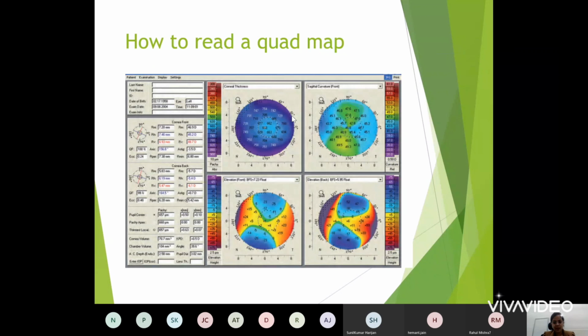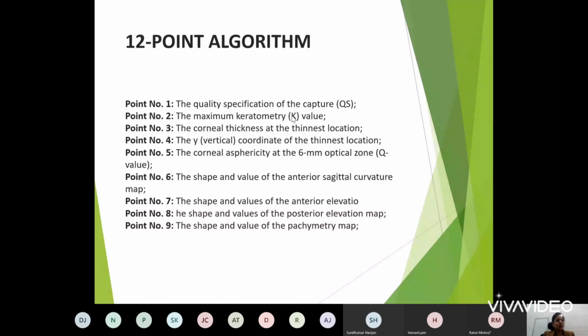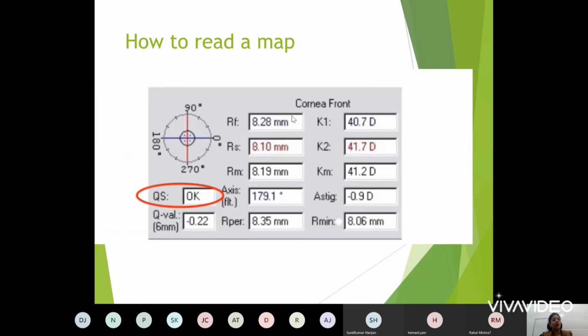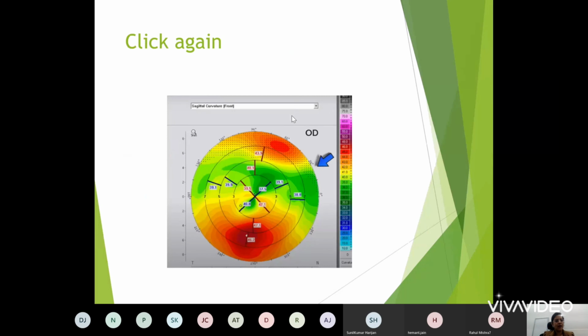So how to read a map? Coming to the topic, this is the basic 4 chord map. Going step by step, I will take you through this 12-point algorithm. First, the quality check has to be seen. If it is okay, then only we proceed.